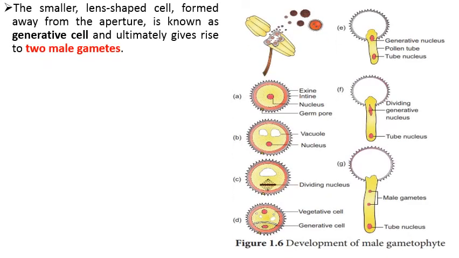So this division results in formation of 2 unequal cells. One is the smaller cell, that is the generative cell, which is formed away from the aperture. It will ultimately give rise to 2 male gametes.